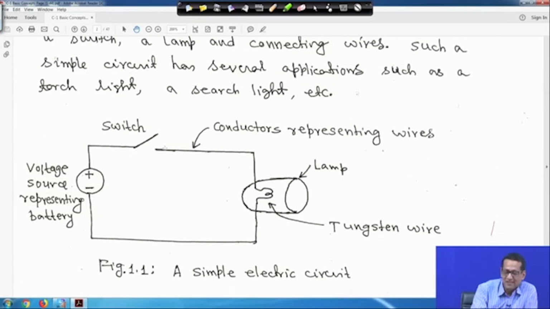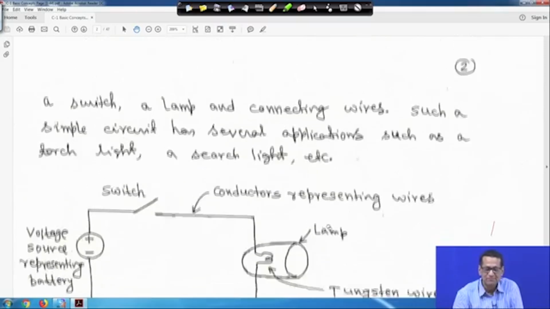This is a switch, and this is a conducting material. If you close it, the switch will be closed; if it is open, it is open. And this is actually a conducting wire, a conductor representing wire, and this is the lamp, and this is the filament, say made of tungsten. So, this is a simple circuit.